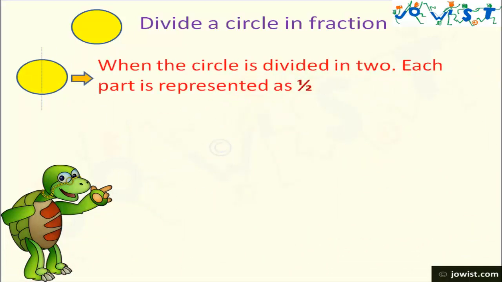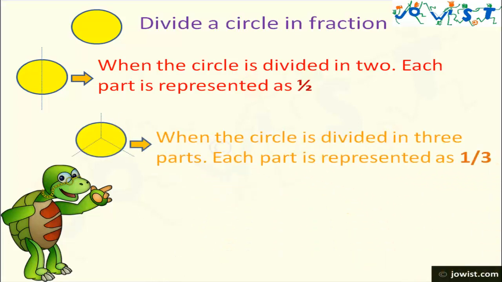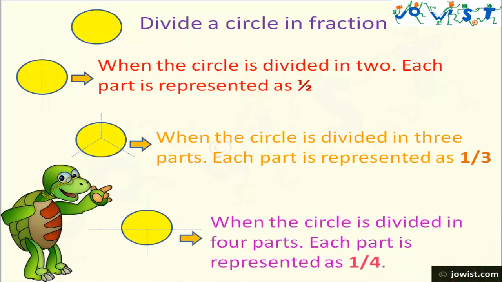If we divide a circle in half or 2 equal parts, then each part is represented by 1 by 2. If we divide a circle in 3 equal parts, then each part is represented by 1 by 3. If a circle is divided into 4 equal parts, then each part is represented by 1 by 4.